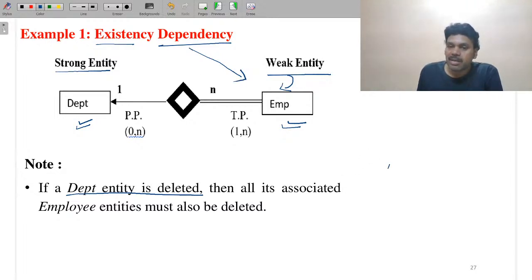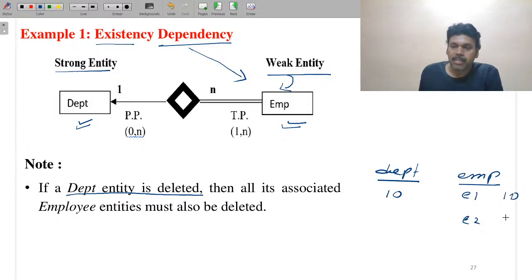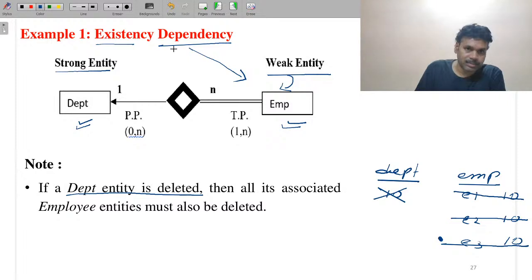What I mean to say? For example, there is a department 10 and some employees are working here: E1 10, E2 10 and E3 10. If I delete this 10, what will happen? These are all automatically deleted, as employee depends on department using the concept of existence dependency. So this is a very dangerous situation but also very useful in real time.